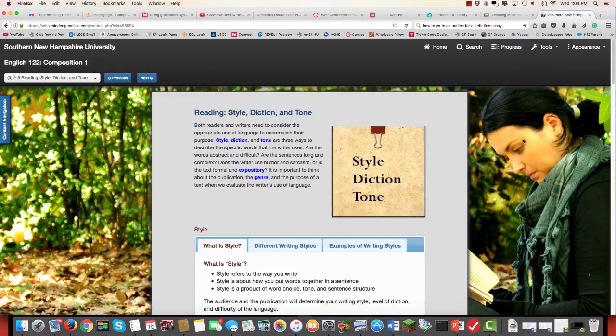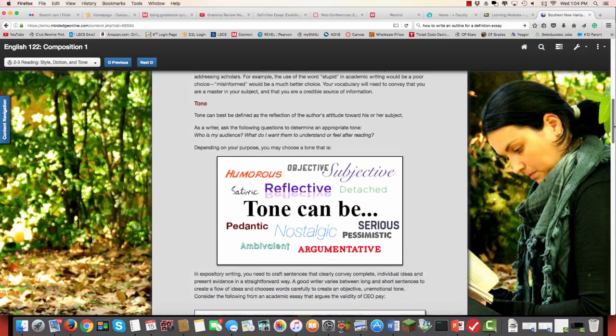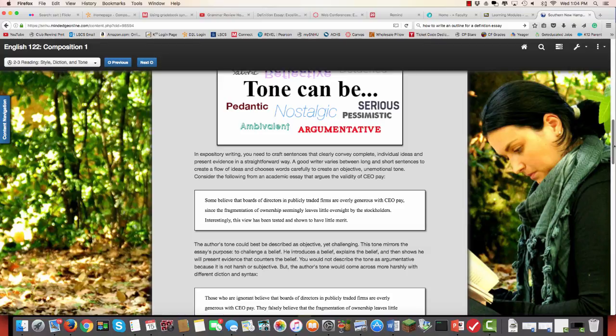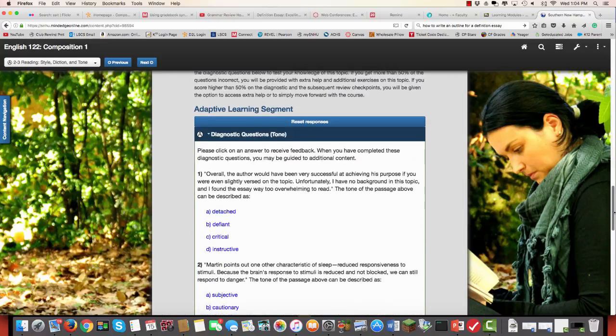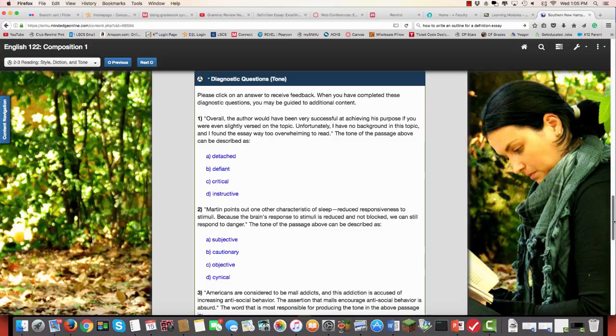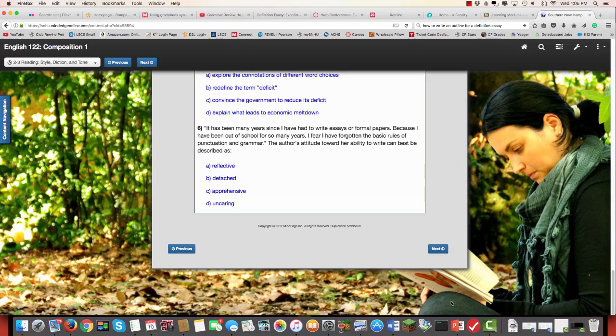You'll also look at style, diction, and tone. Style, diction, and tone are very helpful, not for just analyzing what other people write, but for having a good idea of what you're writing and understanding your writing process a little bit better. Make sure you do this adaptive learning assignment here. Again, it's not graded, but it'll be very helpful for layering the knowledge that you need for this process.